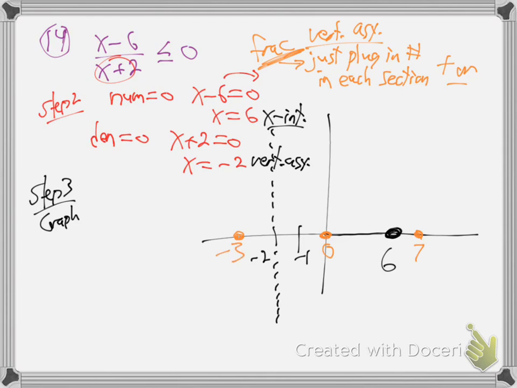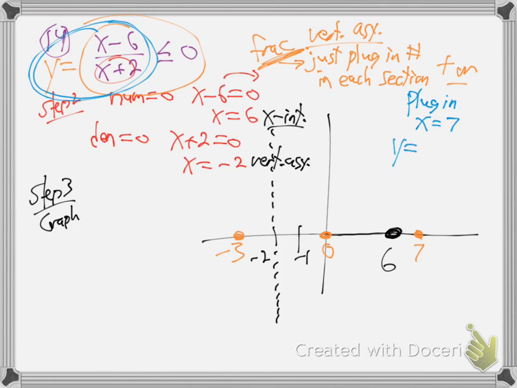Now what are we going to plug into? The version where we had the 0, the end of step 1, right? Remember, that's y equals. We're graphing y equals that. So I'm going to plug in x equals 7 to this. y equals 7 minus 6 over 7 plus 2, which is 1/9. Everybody see what I'm plugging into there? I'm plugging into the function we had at the end of step 1, where we had the 0.